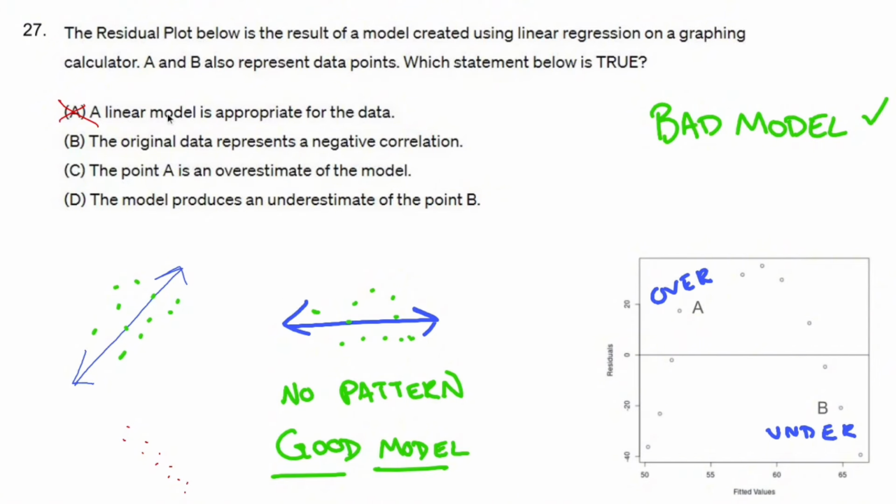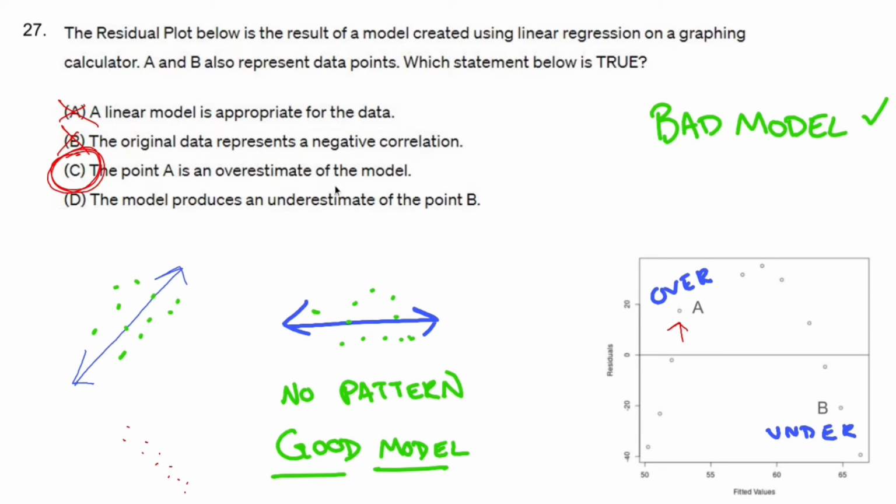We already said that linear is no good. So if linear is no good, how can it be a negative correlation? Well, I'll answer that for you. It can't. The point A is an overestimate of the model. Well, here's A, here's the model. A is over the line, so A is an overestimate. That is a true statement, C.